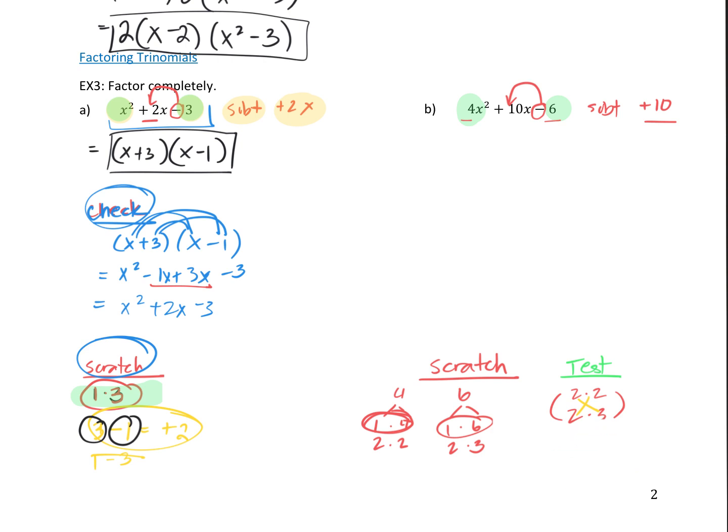Let's try another pair. What have we not tried? Let's try the 1 times 4 and the 2 times 3. We haven't tried that yet. So we'll do 1 times 4 and the 2 times the 3.